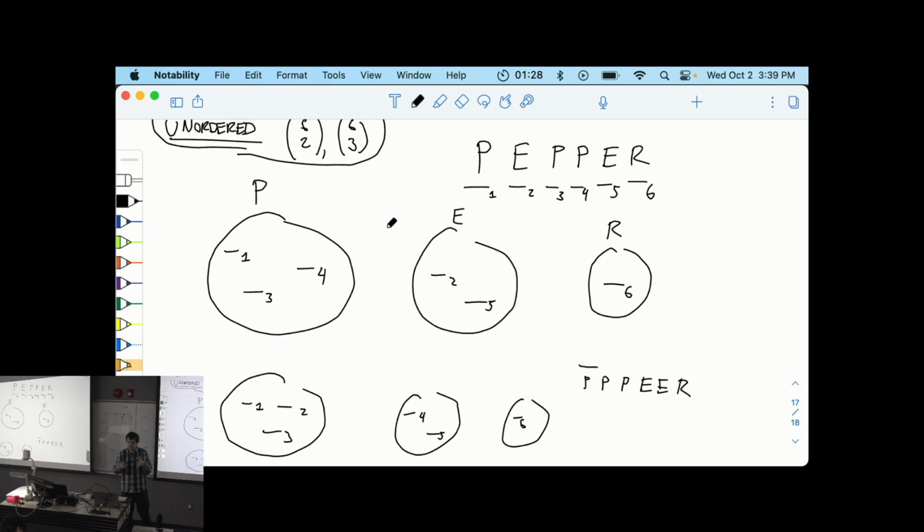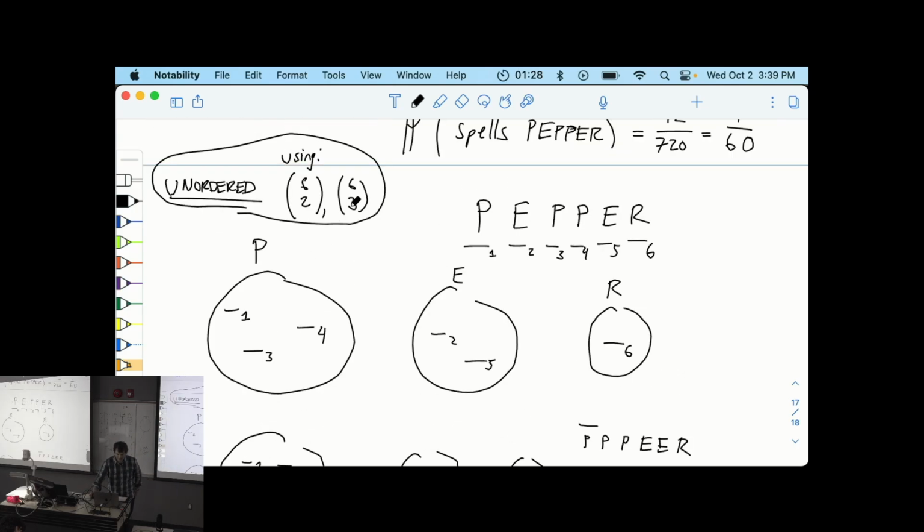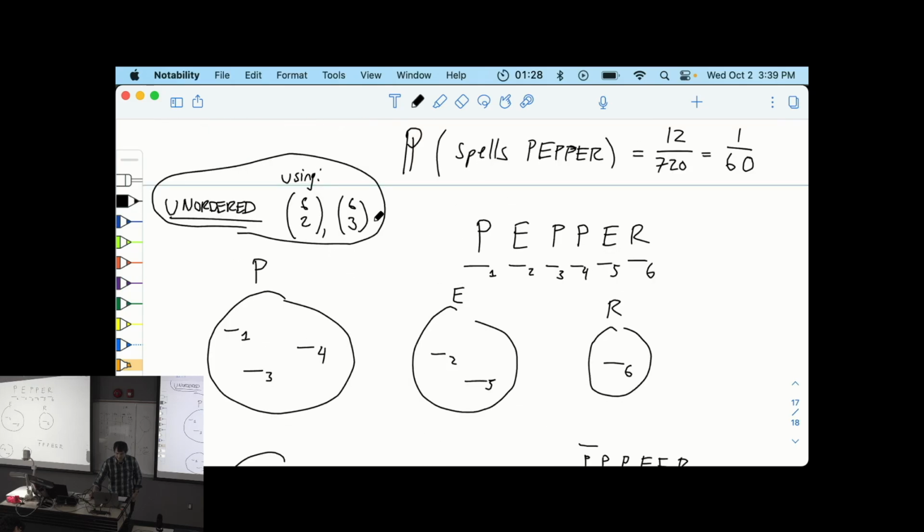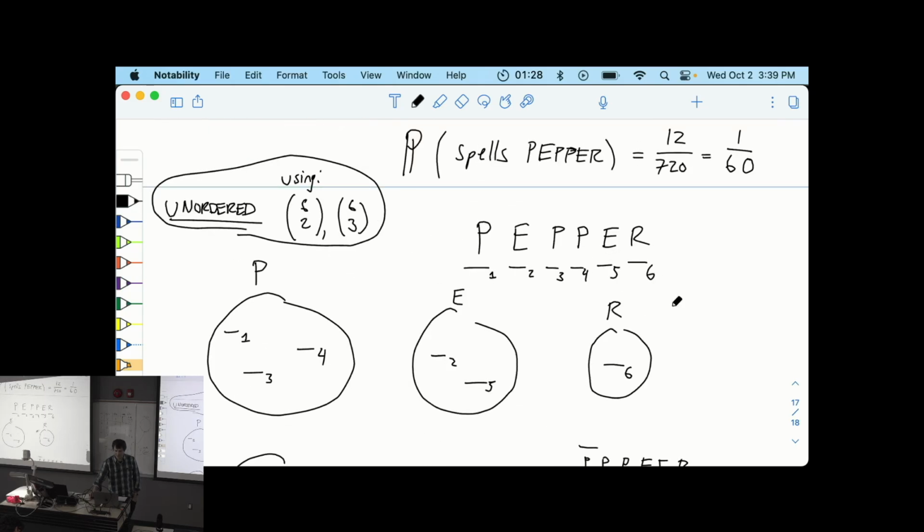The slots that the P's take up, there is no order. That's why they're going to come up. Yeah, so I'll remind you guys what these are when we get to them. But questions about this weird way of thinking about the problem? Okay. So how are we going to take our 6 slots and distribute them into these 3 bins? The bin of 3 P's, the bin of 2 E's, and the bin of 1 R.